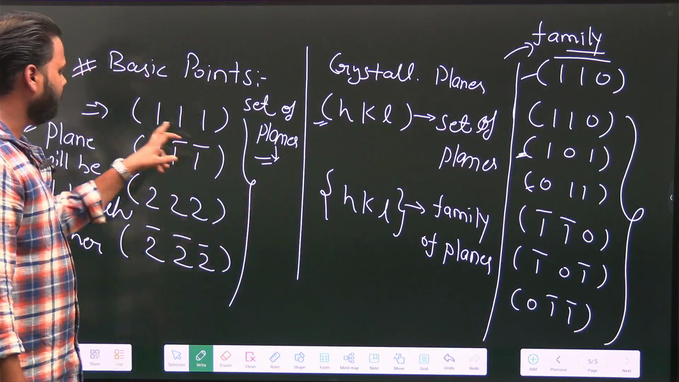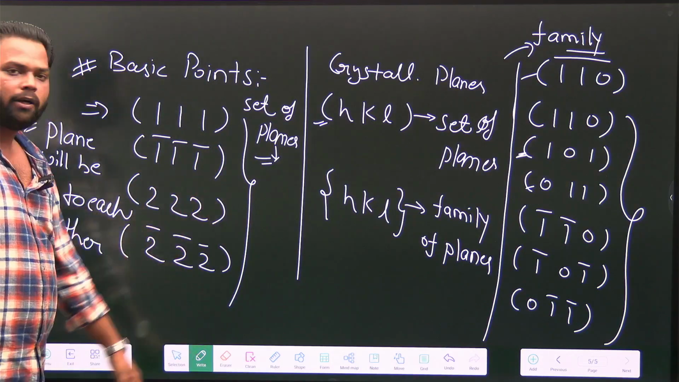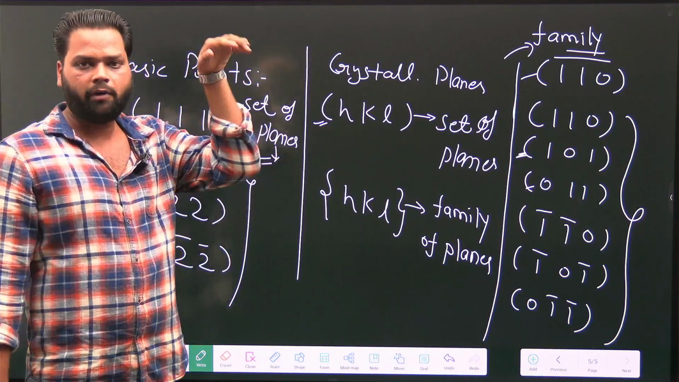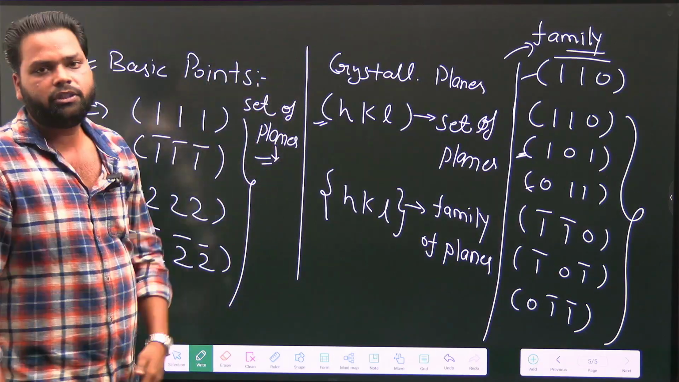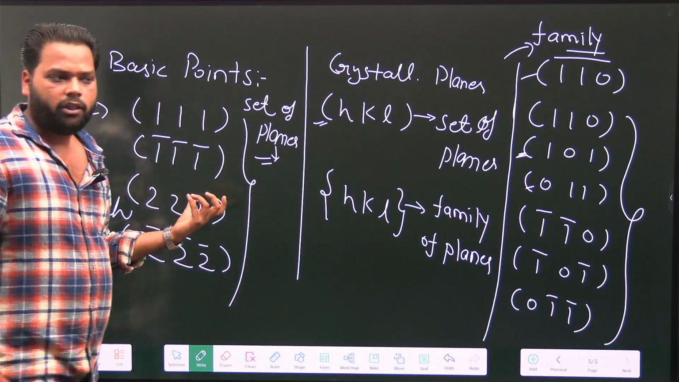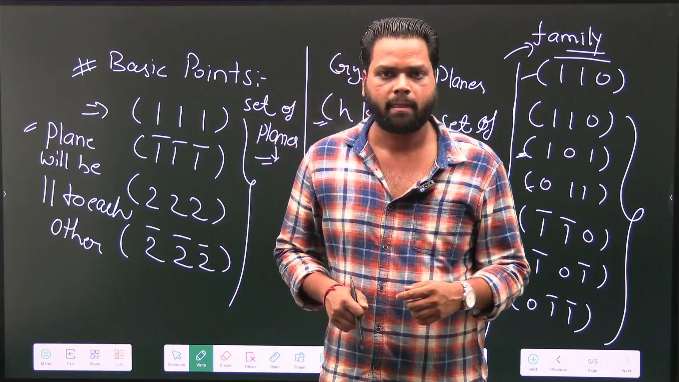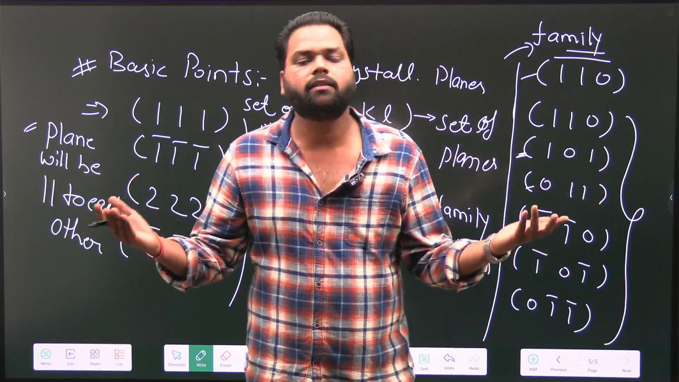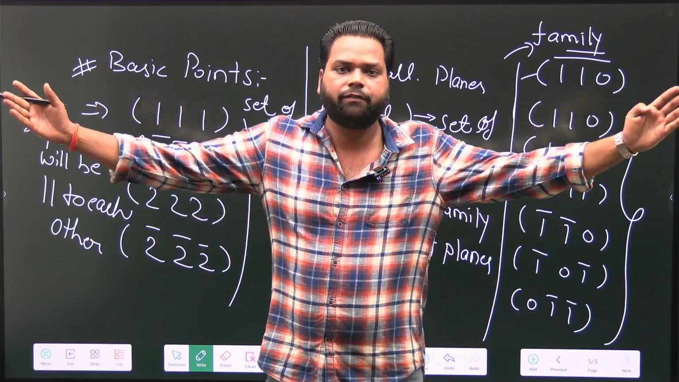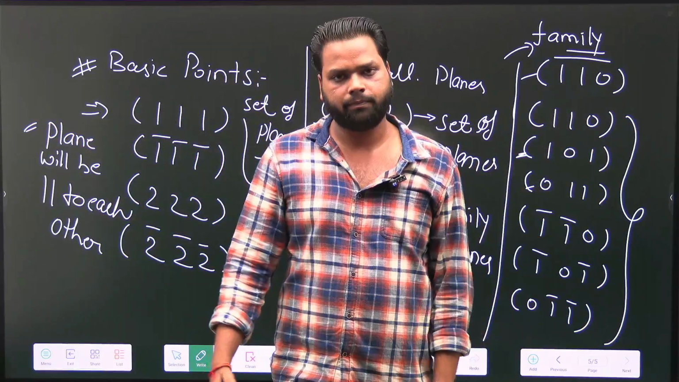You can see here (111), (1̄1̄1̄), (222), (2̄2̄2̄). Similarly (444), (4̄4̄4̄), all these planes will be parallel to each other in the infinite extension. Now what is the count? If you want to ask, okay sir, how many will be in the set of planes, the answer is infinity. Think yourself: if the lattice is extended up to infinity, there could be an infinite number of sets of planes.